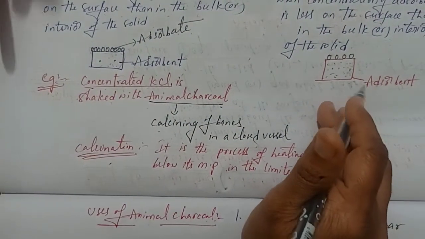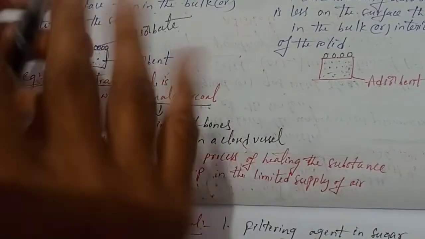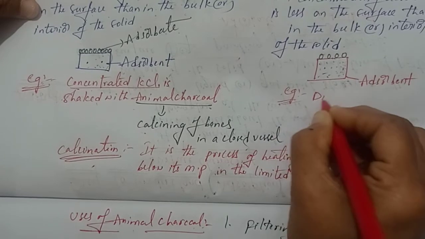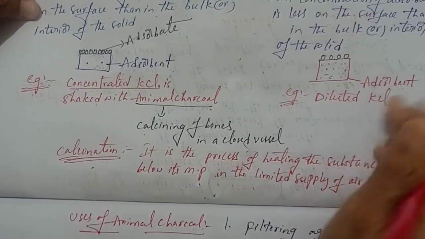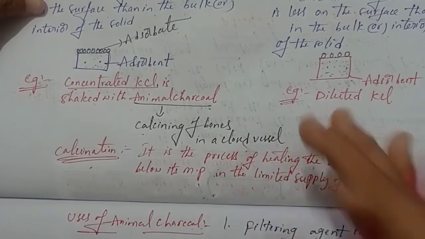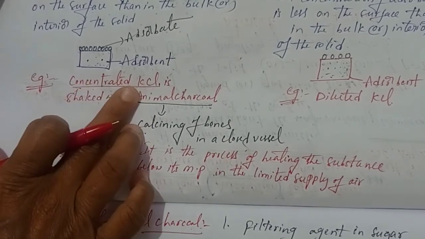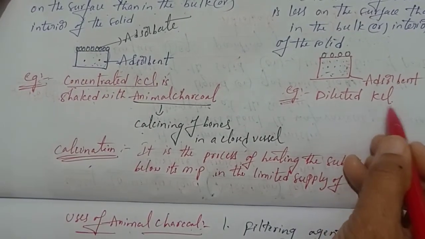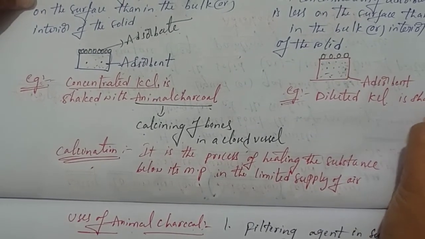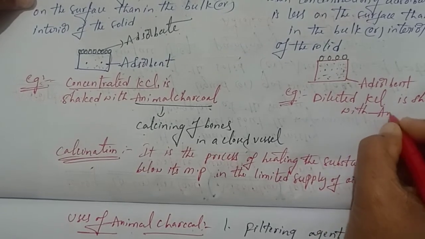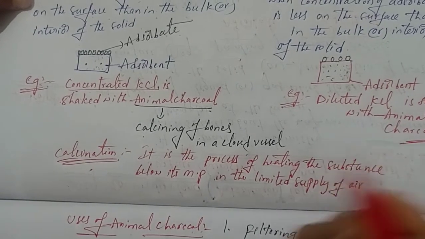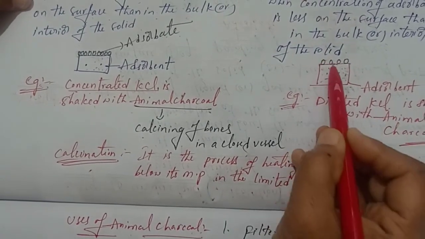Now coming to negative adsorption. Here I was taking concentrated KCl; here I am taking dilute KCl. Diluted KCl means the concentration of KCl is less, that means the solute percentage is less. If the solute percentage is more, we call it concentrated KCl. If the KCl concentration is less, we call it diluted. So diluted KCl is shaken with animal charcoal. Diluted KCl means only a small number of solute particles will be there.